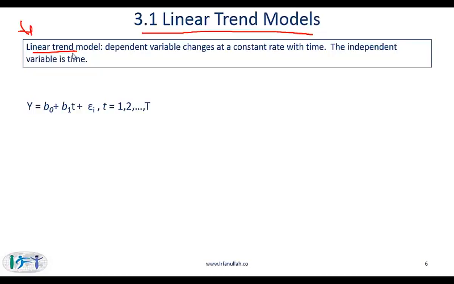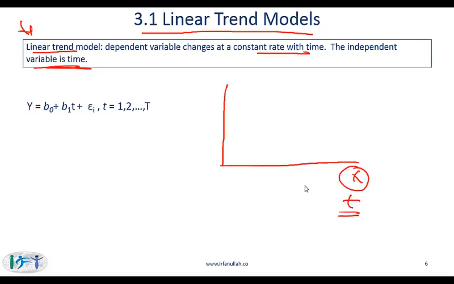With a linear trend model, the dependent variable changes at a constant rate with time. So the independent variable is time. When we plot this out, the independent variable, or the x variable, is t, or time. And you have some dependent variable, whatever that might be. It might be sales data, it might be some other variable, but we are plotting a best fit line that connects time with our dependent variable.